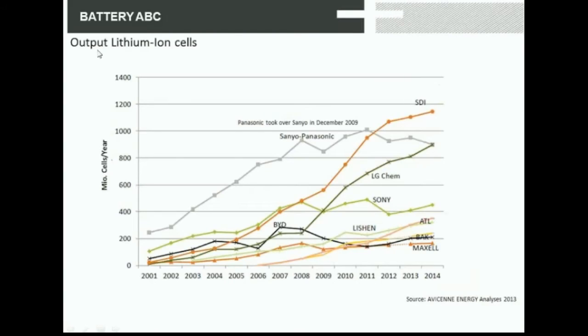The output of lithium ion cells worldwide is very interesting as well. You see here in million cells per year, 1,200 million cells by SDI, which means Samsung. Between 850 million cells per year manufactured by Sanyo, Panasonic, and LG Chem as well. Sony, around 400 million of those cells in 2014.